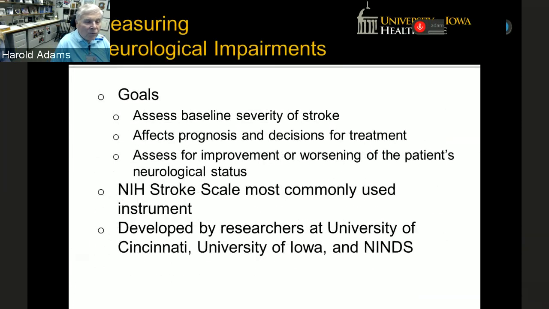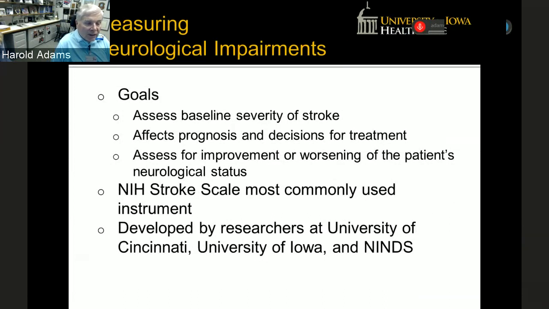Now, when we move to neurologic impairments in stroke, these are used to assess the baseline severity of stroke, which affects prognosis and decisions for treatment. For example, many of the recent stroke trials have limited enrollment based on the baseline NIH Stroke Scale, with patients with very mild stroke maybe being selected for treatment or excluded, and patients with very severe strokes on an NIH Stroke Scale of, we'll say, greater than 25 often are excluded. In addition, the NIH Stroke Scale will allow measurements of improvement or worsening.